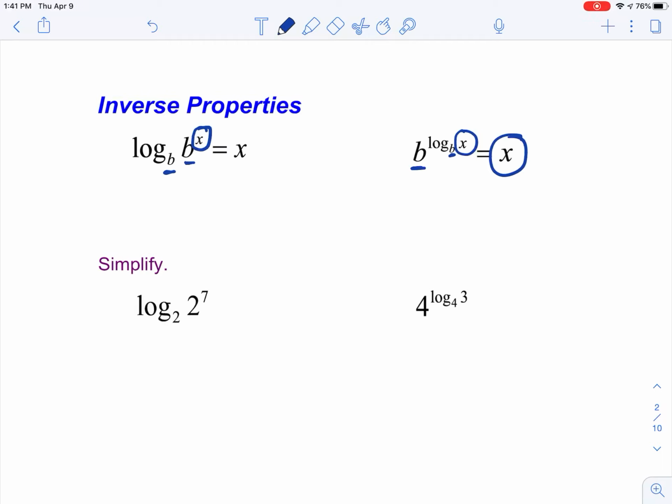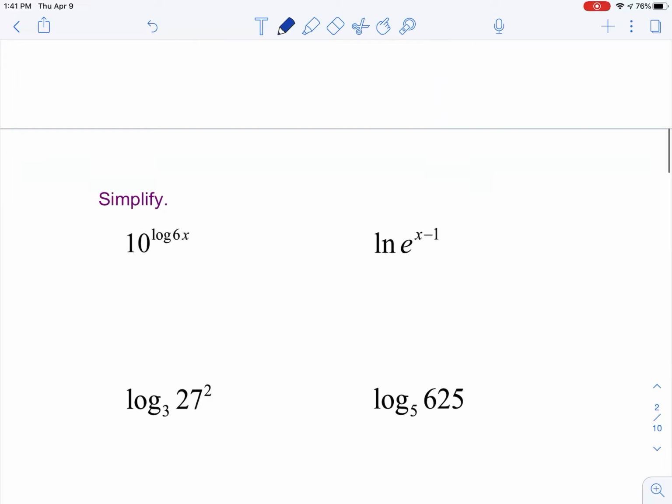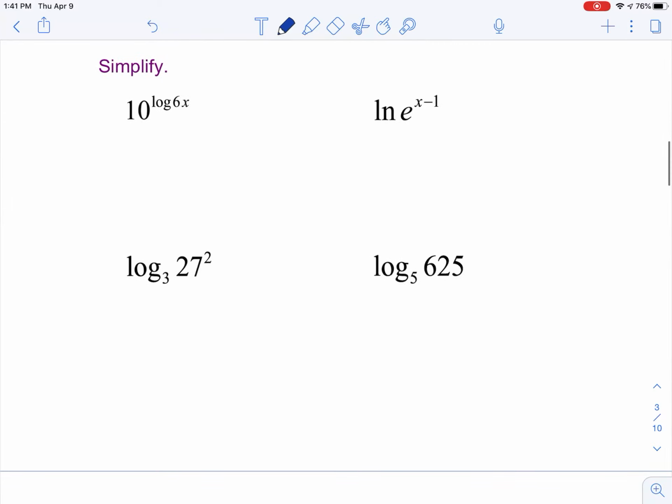So let's go through this again. Log base 2 of 2 to the 7th. What's our answer going to be? Our answer is going to be 7. Same, if my bases are the same here for my exponent and my log, then my answer is going to be 3. So yeah, I know we already did this last week, but just a little refresher.